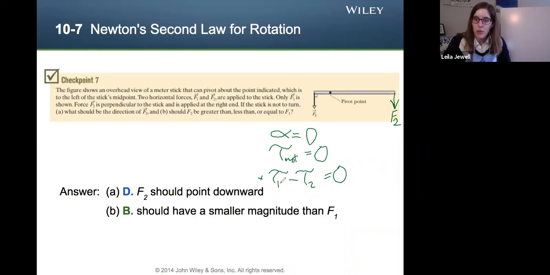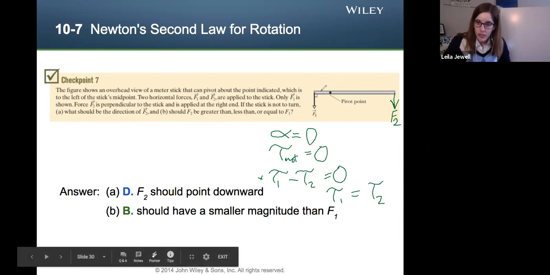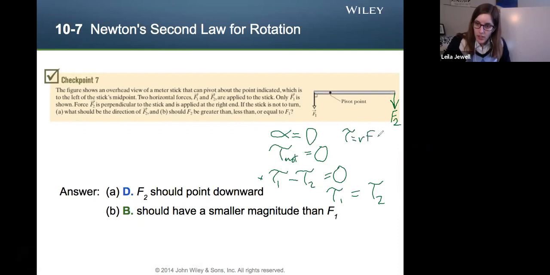So this tells us that the torques need to be equal and opposite in magnitude, right? That is, opposite in direction, equal in magnitude. So torque 1 in magnitude is equal to torque 2. And we know that the torque can be calculated with our r F sine theta. And since the forces are being applied perpendicularly to the stick, we'd be able to plug in a sine of 90 there for our angle, which technically is phi.